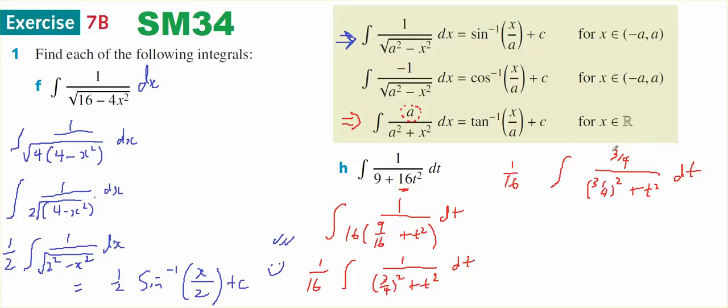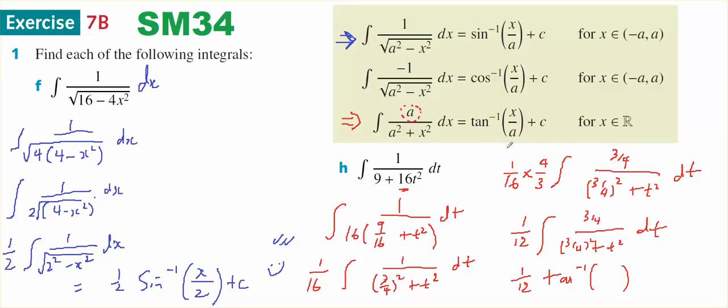To multiply and put that 3/4 in there, I need to counterbalance it by multiplying by 4/3. The 4/3 times the 3/4 would be the same as what this expression is. 4 cancels with 16 four times. I've got 1 on 12 integral 3 on 4 over 3 on 4 squared plus t squared dt, which gives me 1 on 12 inverse tan of t on a, where a is 3/4. So t on top of 3/4, the 4 would become in the numerator, plus some constant c.